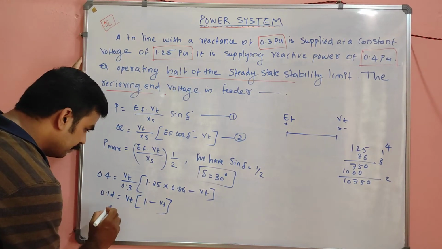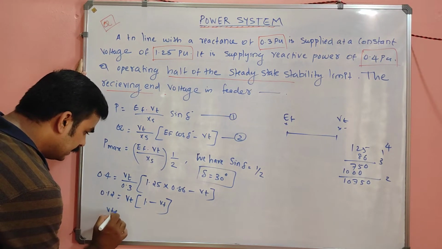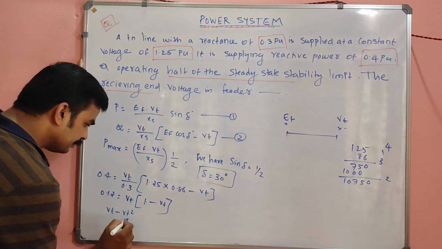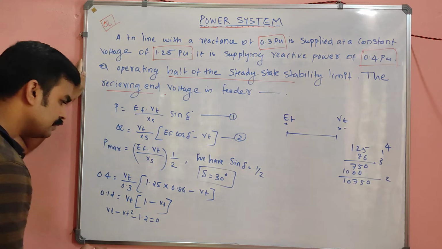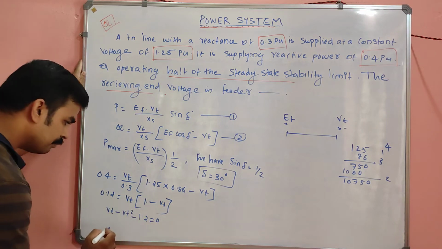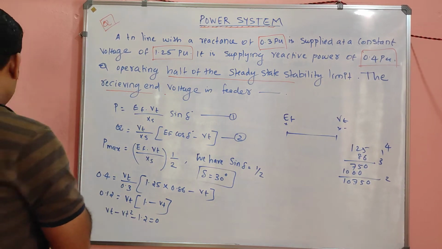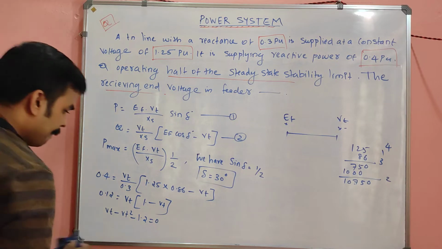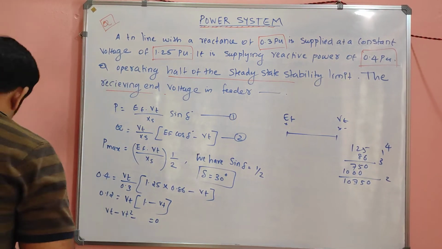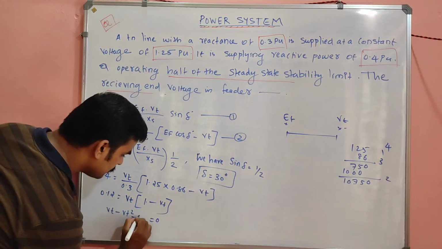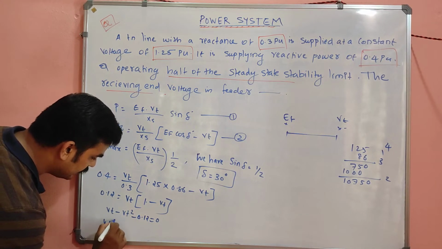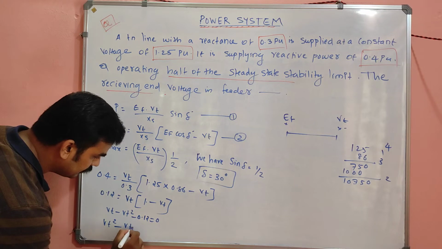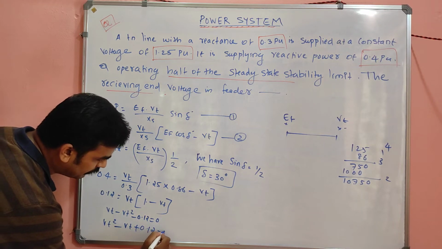So it will become VT minus VT square minus 0.12 equal to 0, right? Not 1.2, it is 0.12. So I divide all with the minus sign, and it will become VT square minus VT plus 0.12 equal to 0.